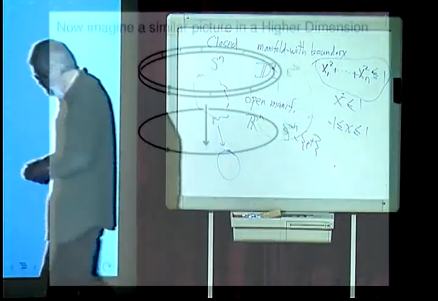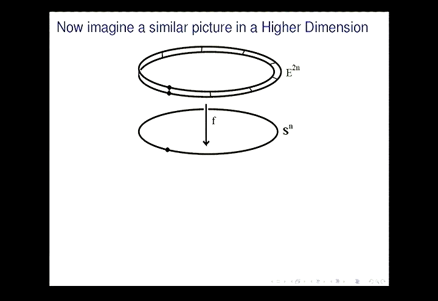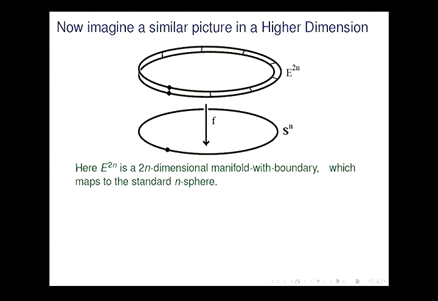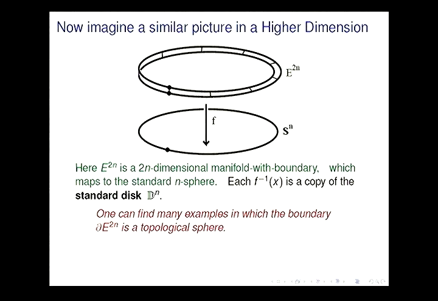So here, this E2n is a manifold with boundary. And if we take the preimage of any point here, we get a little disk, which is itself a manifold with boundary. And the amazing thing about such examples is you can often choose them so the inverse image of a point is a copy of a disk again. Oh, now, well, that's no longer amazing. I guess you could do that easily. The amazing thing is that you can do it so that the boundary is a sphere.